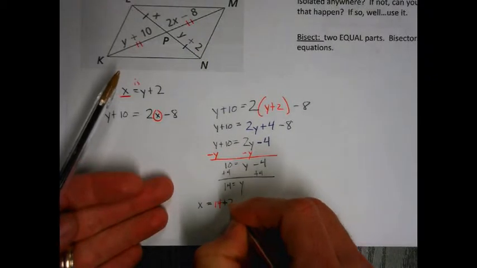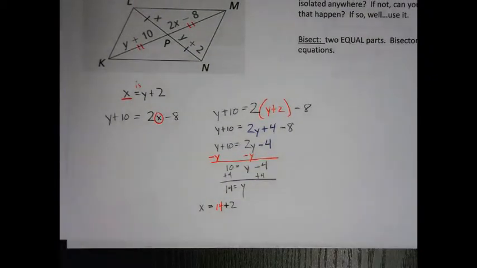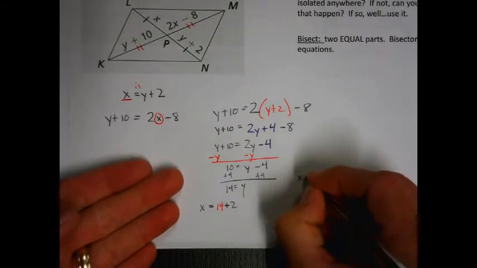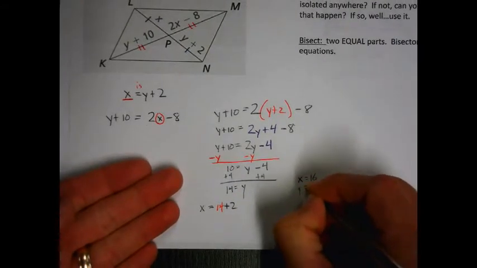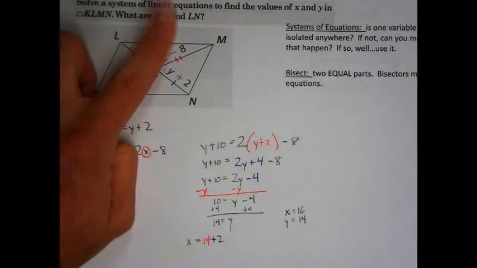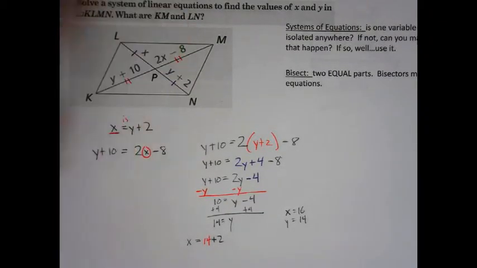X is 14 plus 2. So x is 16. We know y is 14. We have found the value of x and y. But let's read. What are km and ln?